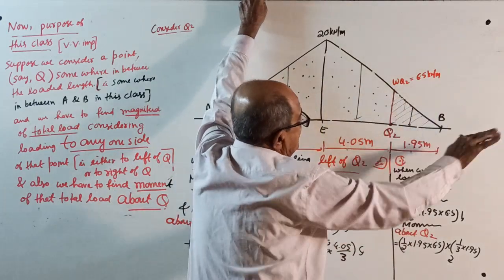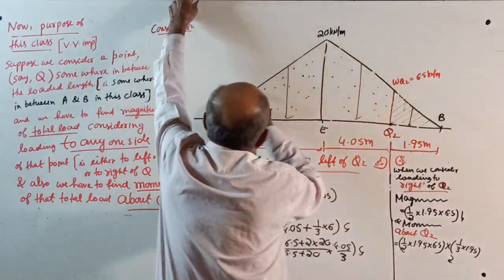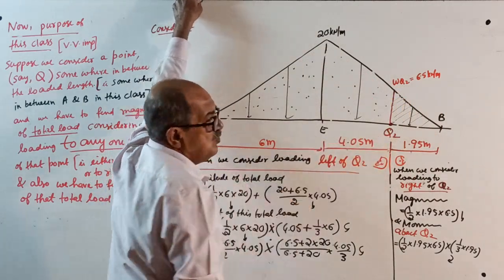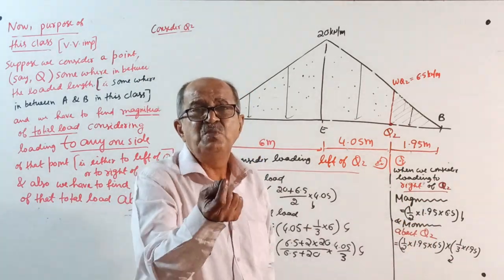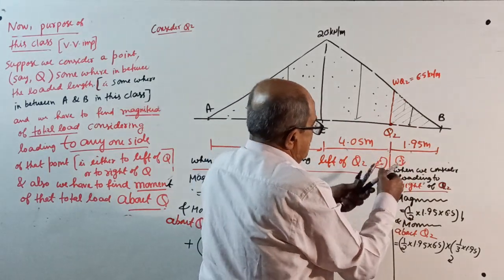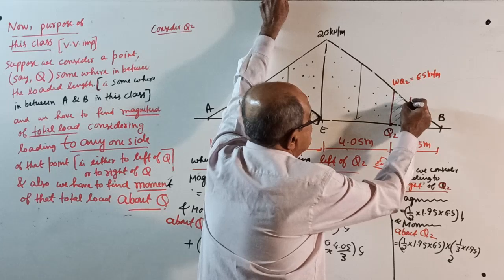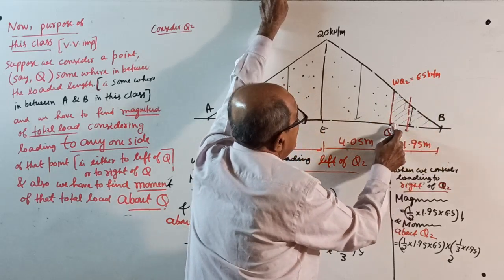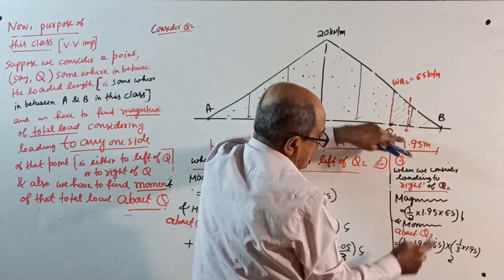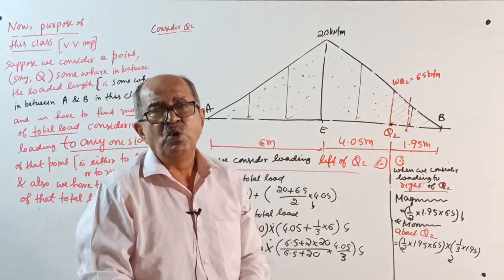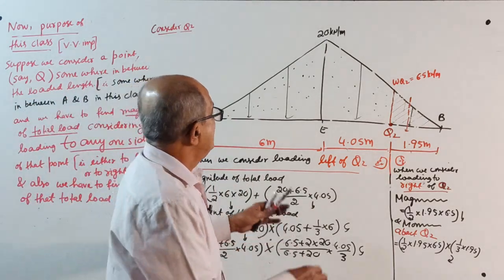Now, on the right side, there is only a triangle. But on the left side, there is one big triangle of 6 meter base and a trapezium of 4.05 meter base. I will first finish the right side because space is not there. Magnitude of the total load equals half into 1.95 into 6.5, downward. Moment about this point is the total load into 1 by 3 of 1.95. Further, if I explain, you will feel bored. Some will say the same thing he tells again and again, 1,000 times. Okay.